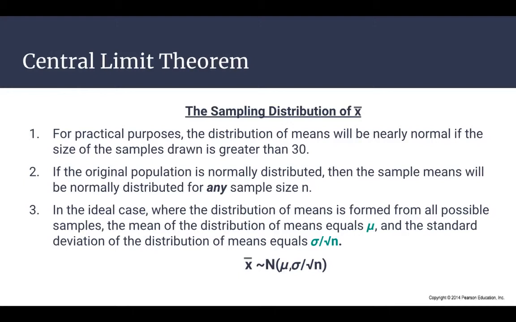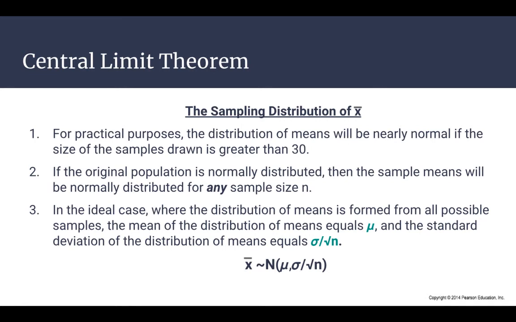So let's talk about the sampling distribution of x bar. Remember that x bar is our sample mean. For practical purposes, the distribution of means will be nearly normal if the size of the samples drawn is greater than 30. In general, the number is 30 for large, so you'll see greater than or equal to 30. However, your textbook actually puts a strict inequality and says that it has to be greater than 30. But 30 is typically considered okay and large.